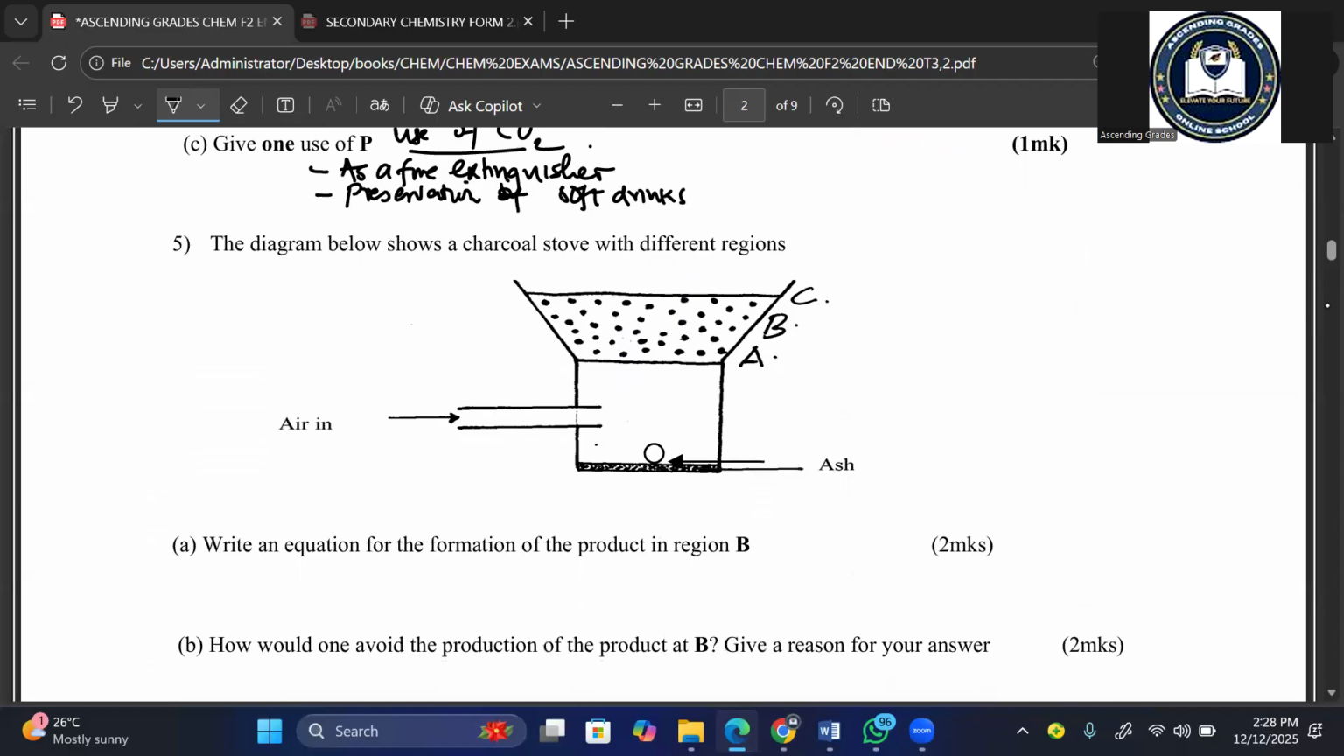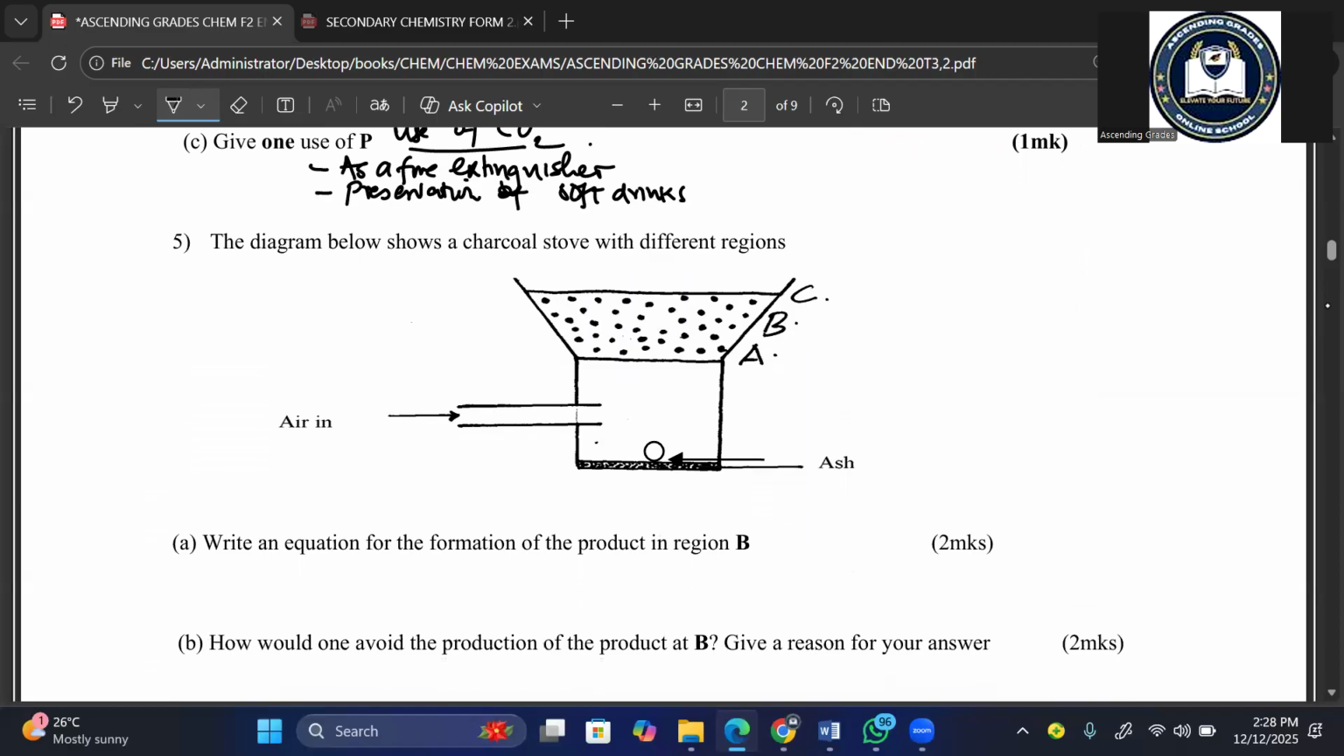We have our question 5 over there. The diagram below shows a charcoal stove with different regions, A, B, and C. Then we're told to write an equation for the formation of the product in B. So at the middle, that is what we are asked.